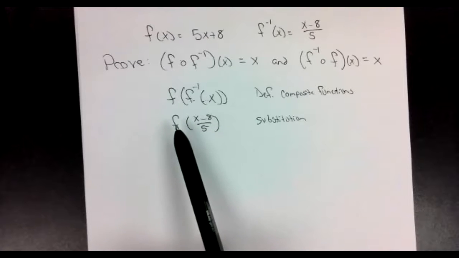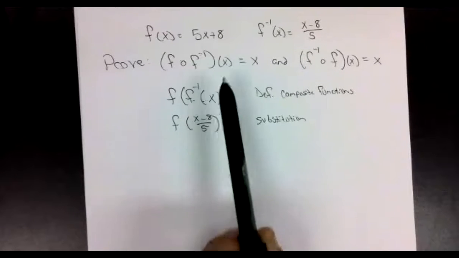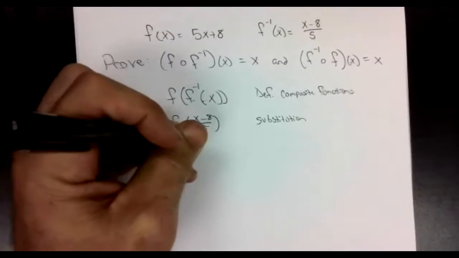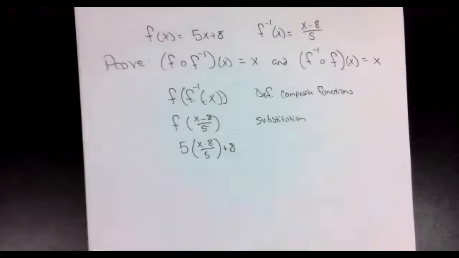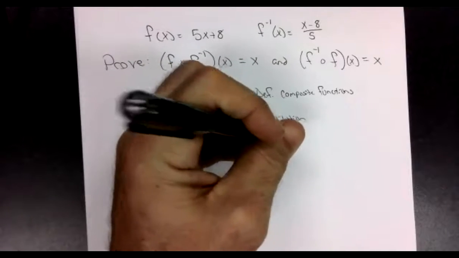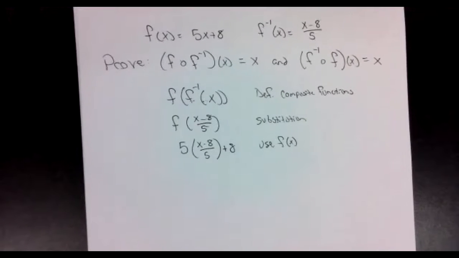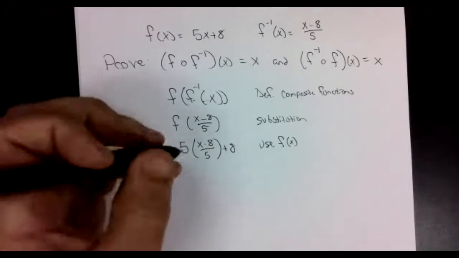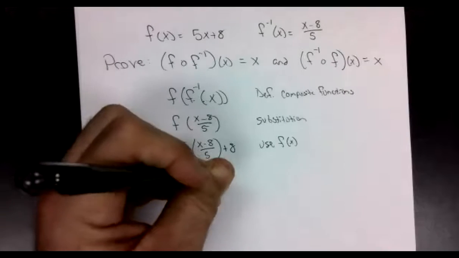Then we're going to evaluate the function. So we know what f is. F is the 5x plus 8. So we're going to plug this in. So that's going to be 5 times x minus 8 over 5 plus 8. That's basically using f of x. And at this point, it's just a matter of simplifying. So if we go ahead and multiply this, so 5 times x minus 8 divided by 5.